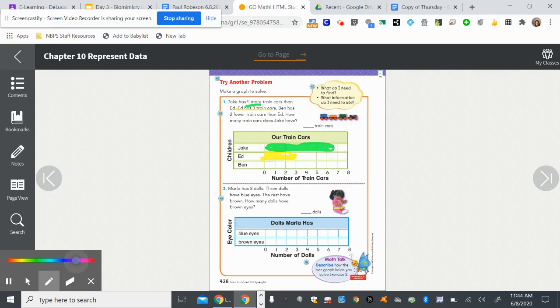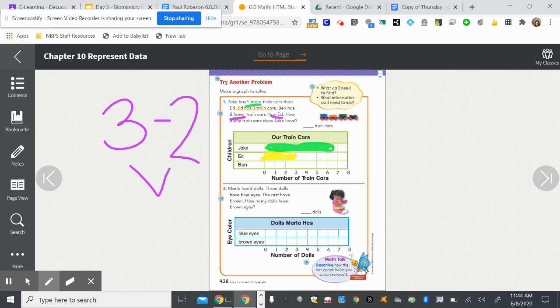Now it says, let's erase that. Get a different color. Ben has 2 fewer trains than Ed. So Ed had 3 minus 2, because fewer, 2. 3 minus 2 is 1. So Ben only has 1.